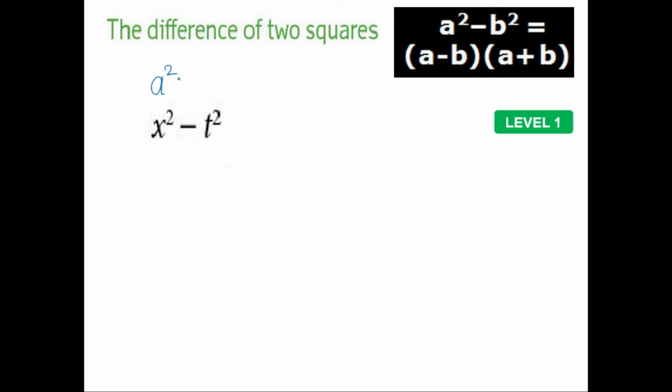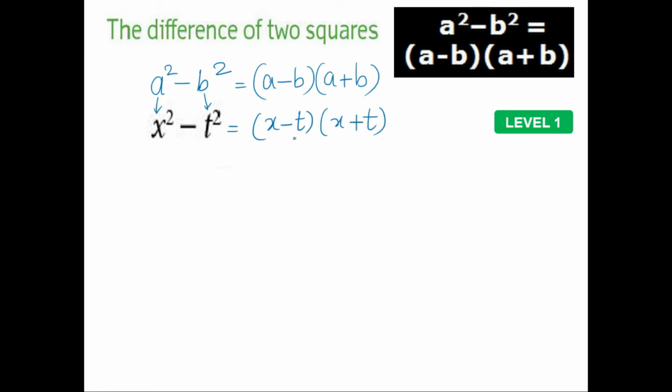Now a square minus b square. In place of a you have x, in place of b you have t. So we know we're going to write it as a minus b times a plus b. So I will be writing the answer for this as x minus t times x plus t. That's it. Moving on to the second.